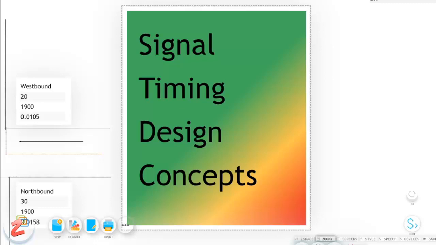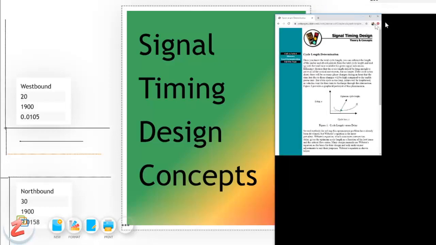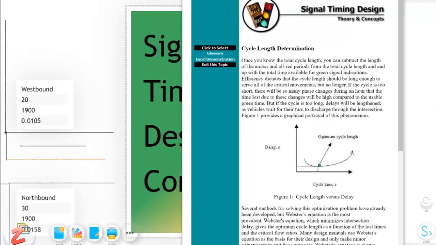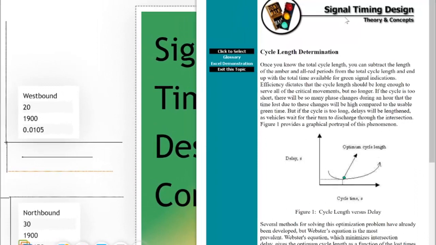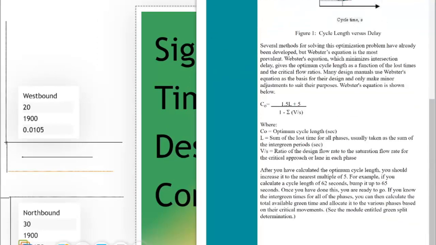Hello. Today we will discuss some signal timing design concepts from traffic engineering. The University of Idaho site explains how we can determine the optimal cycle length, which is the sum of all the phase lengths. That means the amount of green, yellow, red given to each of the directions of traffic.